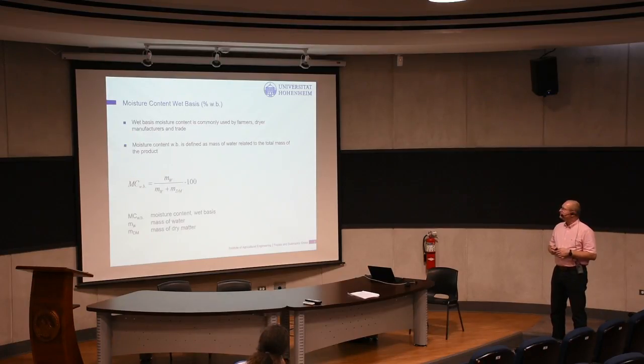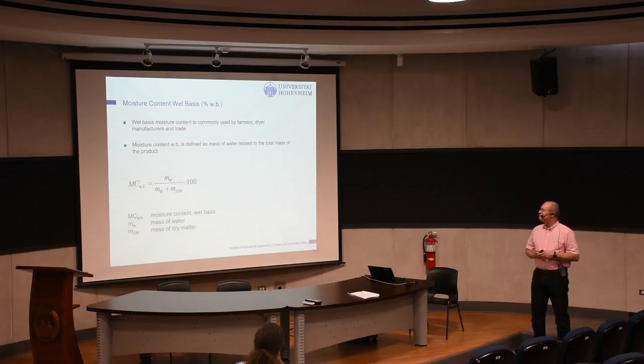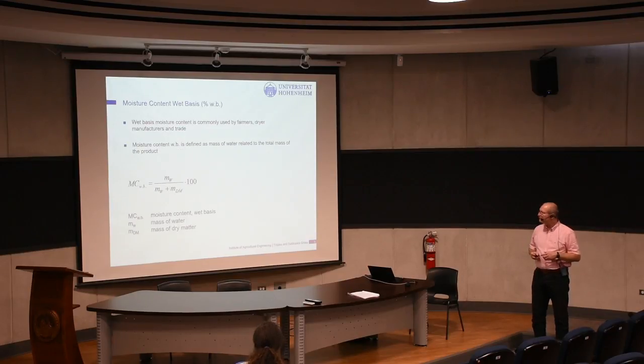Okay, so we need a unit for moisture content, and here we have the moisture content MC wet base. This is the mass of water related to the total mass, which is the mass of water plus the dry matter. This is not very complicated, a very easy thing, but there are two definitions. The other one is the moisture content dry base. This is just the mass of water related to the dry matter. And scientifically, we clearly would prefer this one. But in practice, there is the other one.